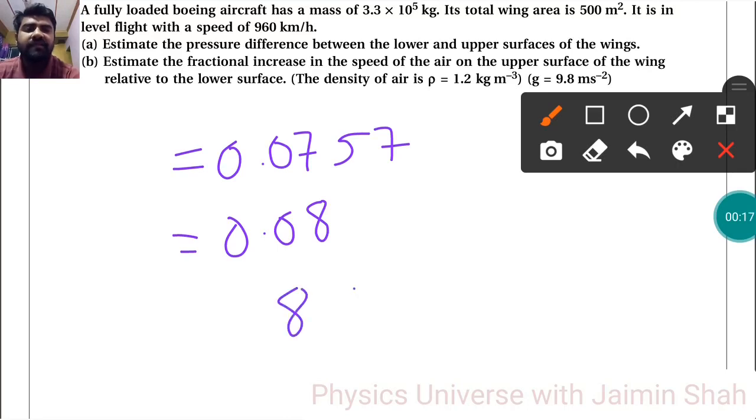So the fractional change we will get in the speed of air on the upper surface of the wing relative to the lower surface will be 8%.